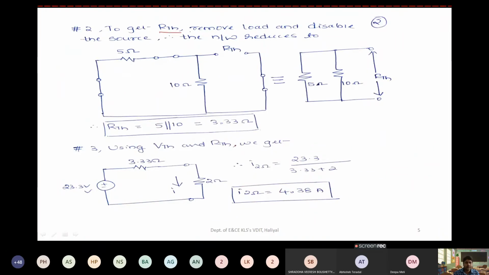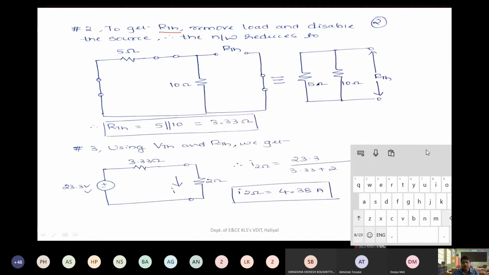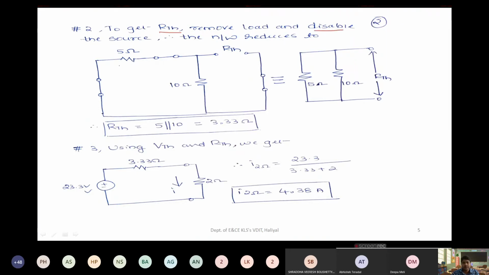In order to find RTH, you have to remove the load and you have to disable the sources. So if you disable the sources, where you had voltage source here, here and as well as here, all those points will be shorted. If you have any current source, then they should be made open, right?